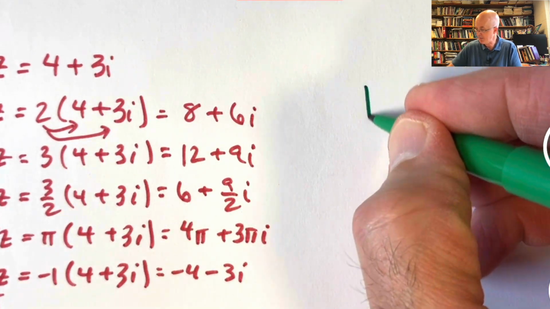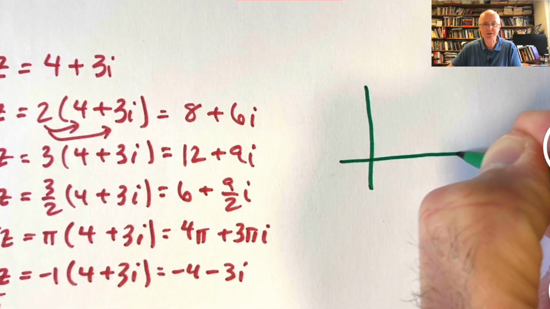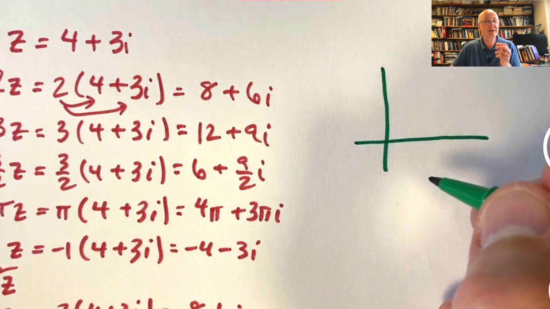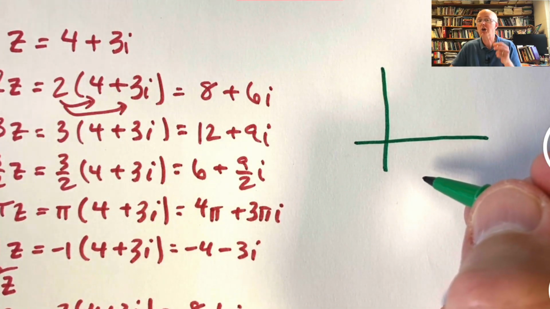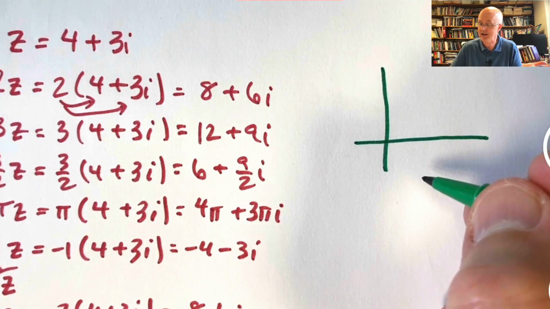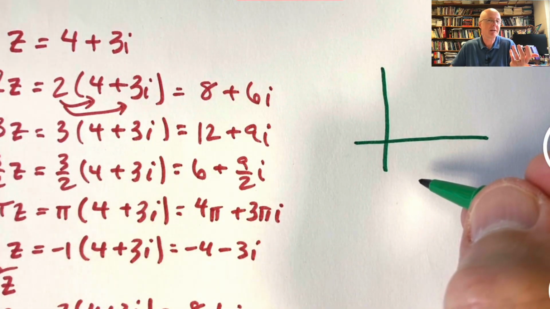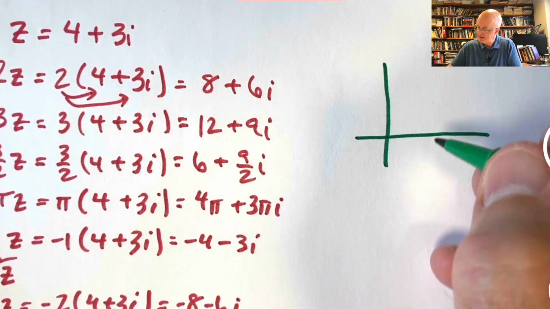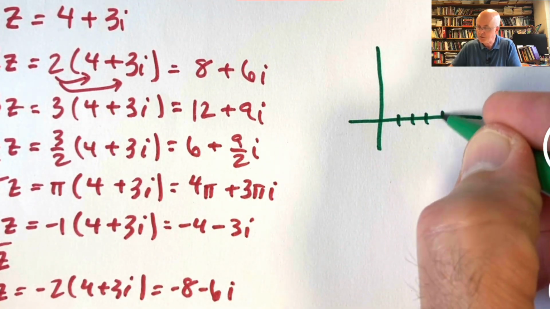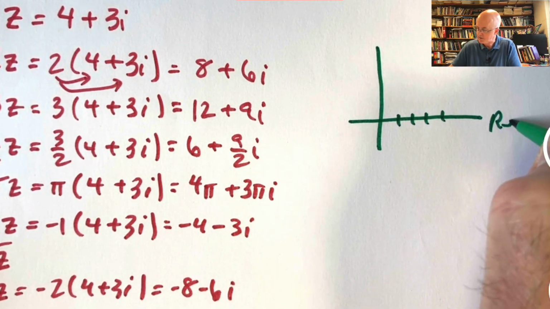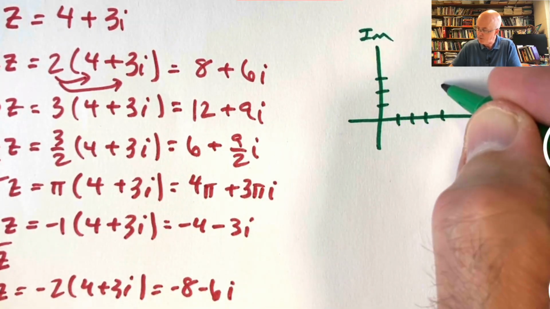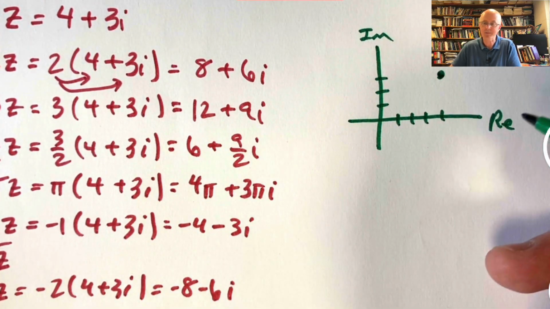I'm going to use graph paper here in a minute, but before we do so, I want to make a basic plot of 4 plus 3i and also introduce another important quantity called the modulus of a complex number, also known as the absolute value of the complex number, that is going to be an important quantity for us. So the complex number z equals 4 plus 3i: go 4 units along the real axis to the right and 3 units along the imaginary axis upward. 4 plus 3i is going to be right here.